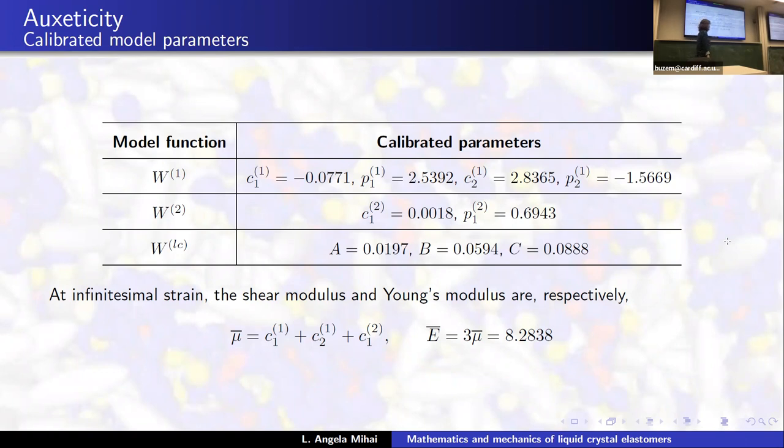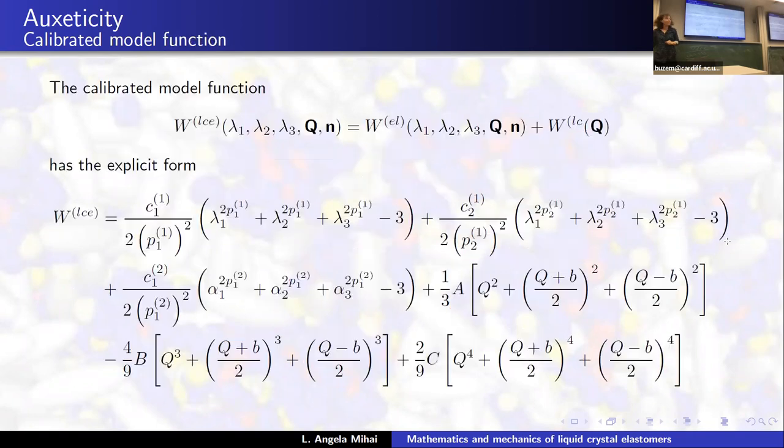And one can also, again, borrow from the rubber elasticity theory and calculate directly from the model the shear modulus at small strain, which is just the sum of C11, C21, and C12. The Young's modulus at small strain is 3 times that. So one can immediately obtain that from the rubber elasticity theory. Obviously, you see, because the liquid crystal part of the model, the Landau-de Gennes expansion, does not depend on the lambdas.